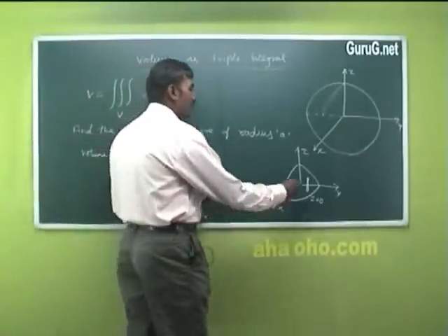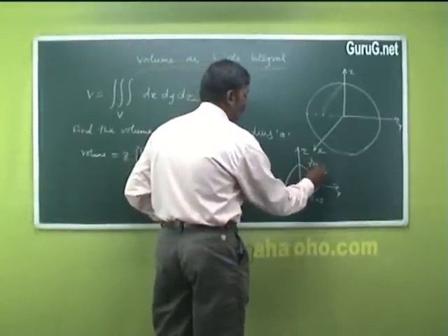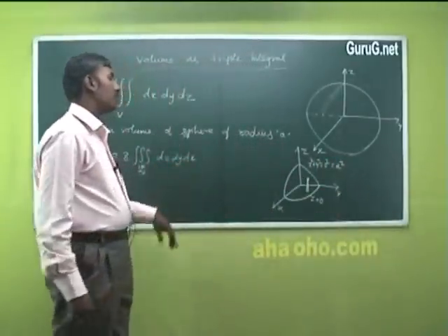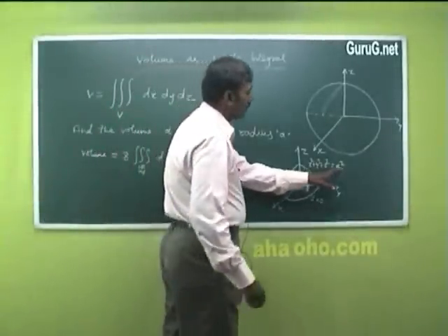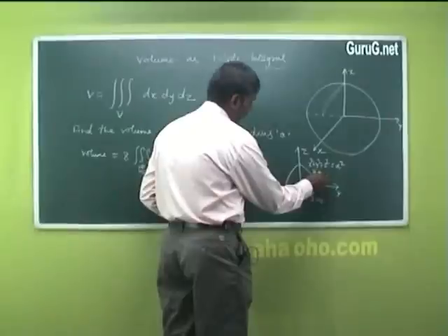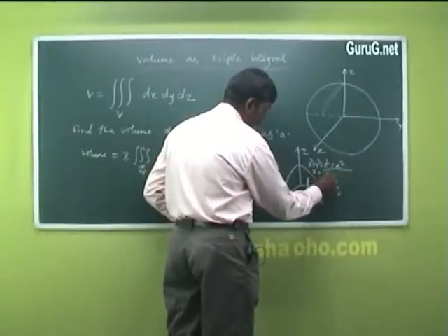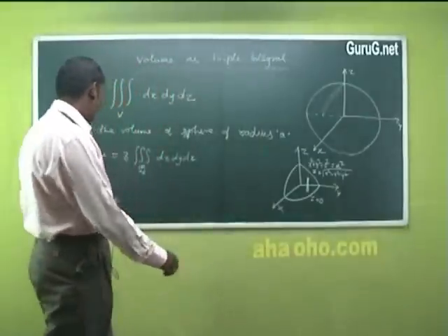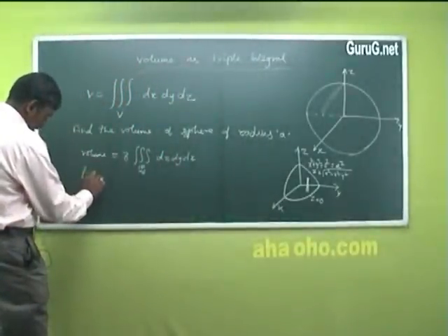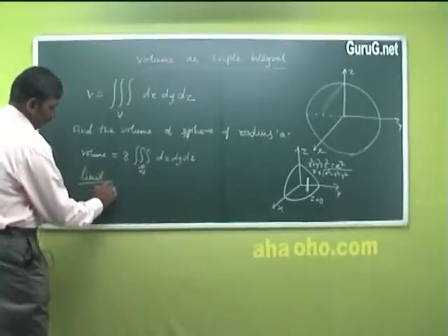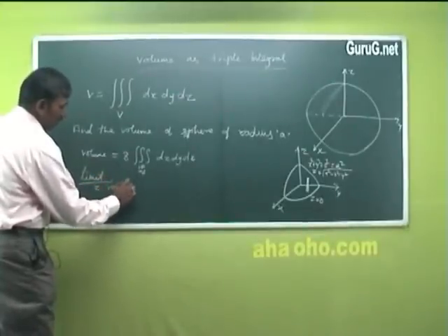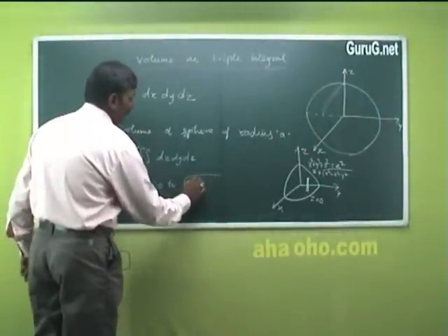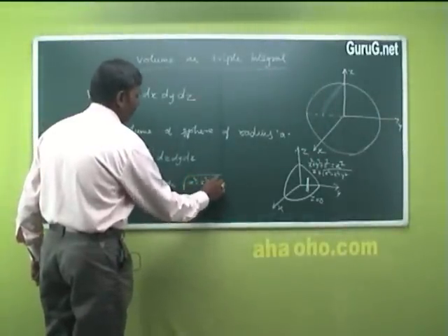So the equation of the sphere of radius a is x square plus y square plus z square equal to a square. What is z here? Root of a square minus x square minus y square. So the limit: z varies from 0 to root of a square minus x square minus y square.